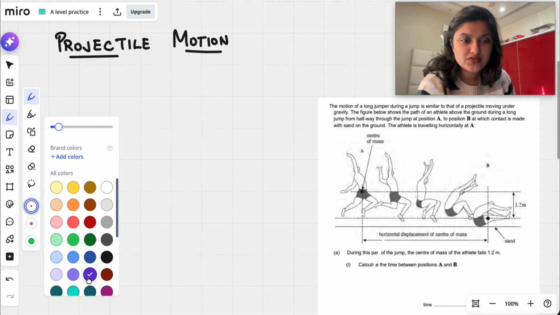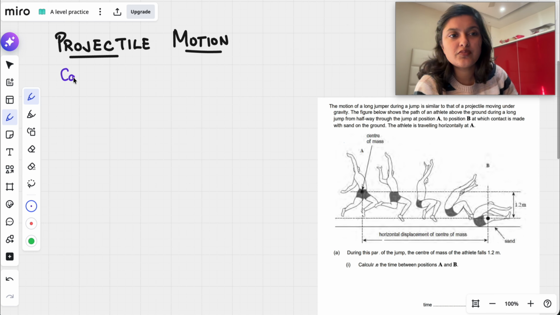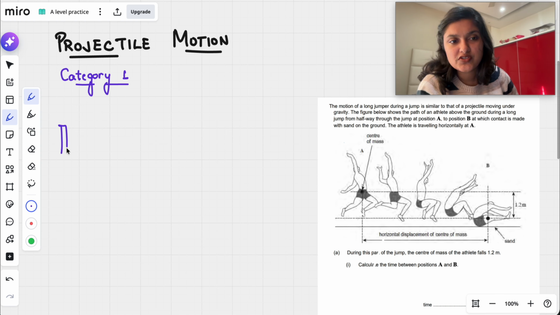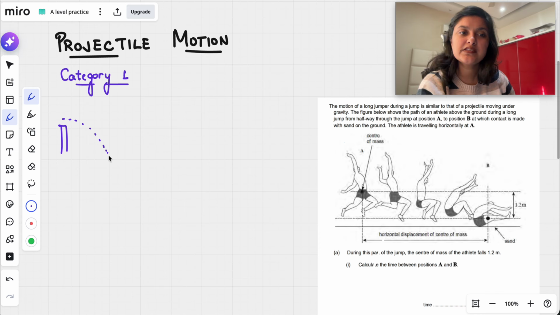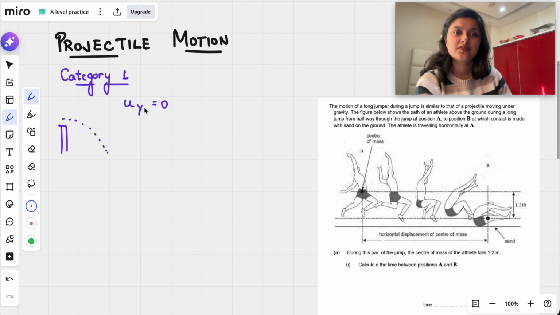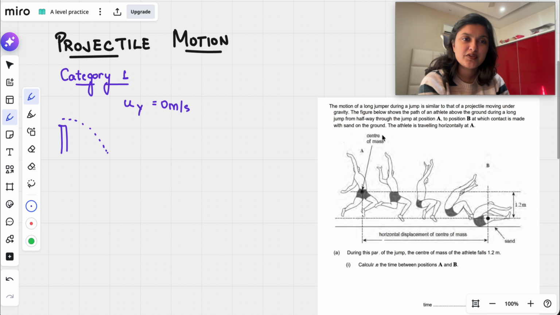If you look at the question, this is a category 1 projectile motion question. Now, what's a category 1? So category 1 means that the projectile is launched from height and it covers this kind of motion. Whenever we have this kind of motion, the initial velocity in the y direction is taken to be 0 meter per second. And whatever velocity is given to us as the initial velocity, that will be your horizontal velocity.